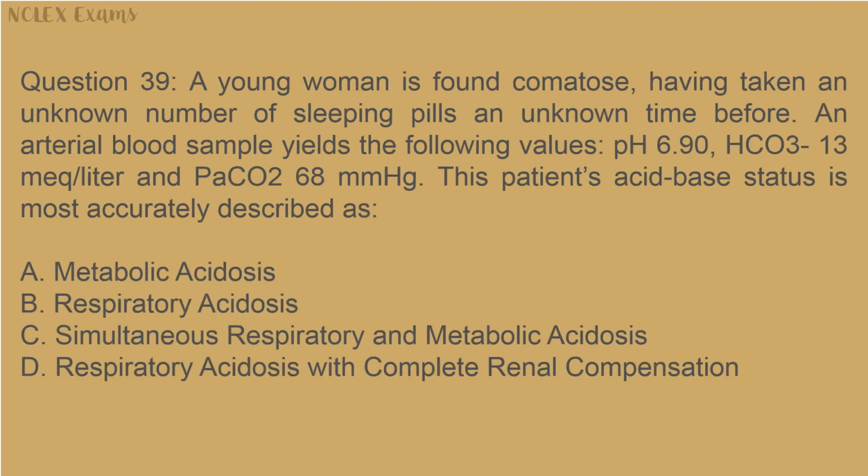Question 39. A young woman is found comatose, having taken an unknown number of sleeping pills an unknown time before. An arterial blood sample yields the following values: pH 6.90, HCO3 13 mmol/L, and PaCO2 68 mm of mercury. This patient's acid-base status is most accurately described as A. Metabolic acidosis. B. Respiratory acidosis. C. Simultaneous respiratory and metabolic acidosis. D. Respiratory acidosis with complete renal compensation.